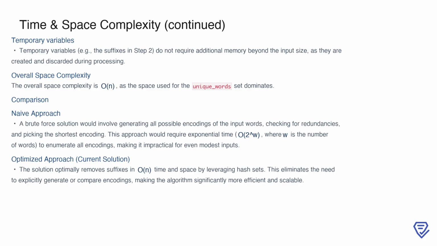To put this into perspective, let's compare the current solution with a naive approach. A brute force method would involve generating all possible encodings of the words, checking for redundancies, and selecting the shortest encoding. This process would require exponential time, specifically O(2^W), where W is the number of words, making it infeasible for even moderate input sizes. In contrast, the optimized approach efficiently removes suffixes in O(N) time and space by leveraging hash sets. This eliminates the need for explicitly generating or comparing encodings, making the algorithm far more practical and scalable.